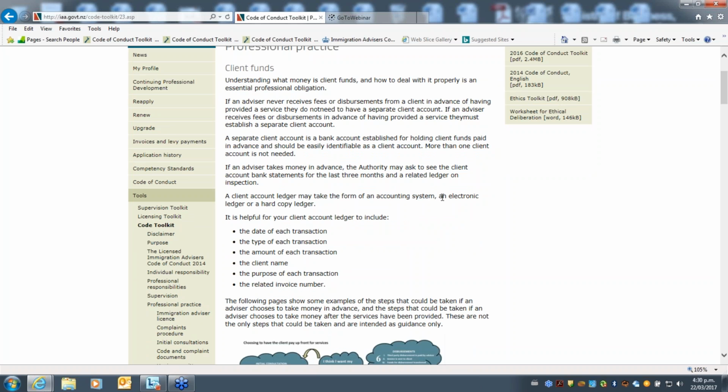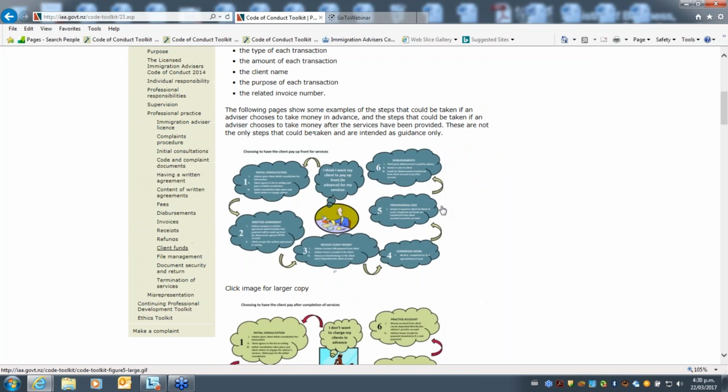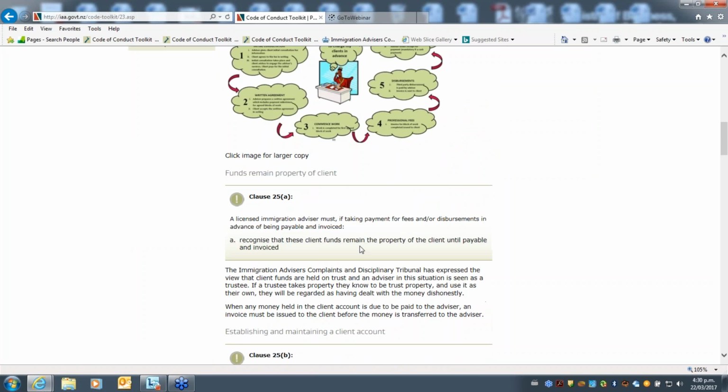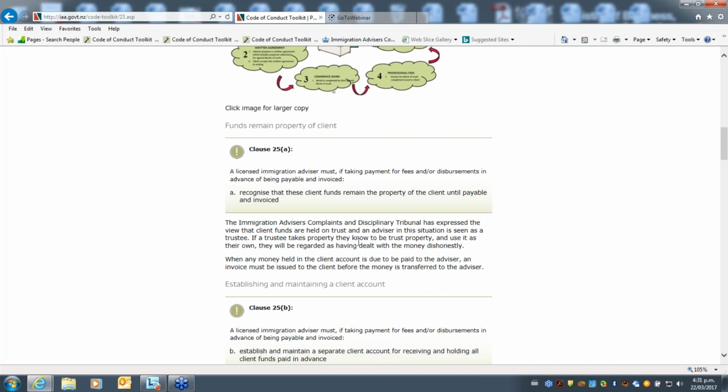There's quite a bit of useful information in the toolkit, which I'm not going to have time to go through today, but it's important that you recognise that this money is the money of the client, and it remains the money of the client until you've invoiced for that service, for that milestone, until that work's been undertaken.